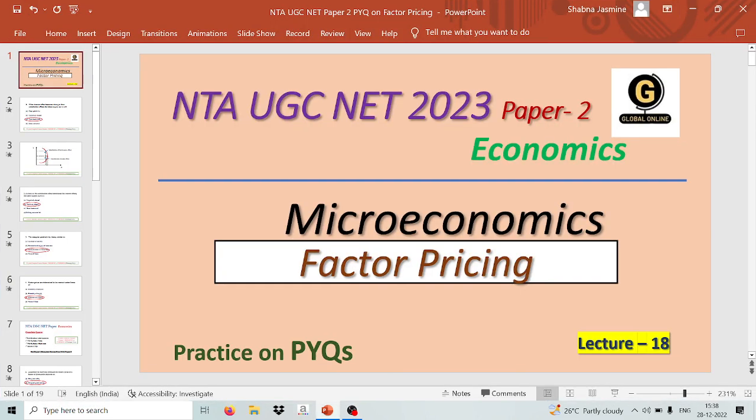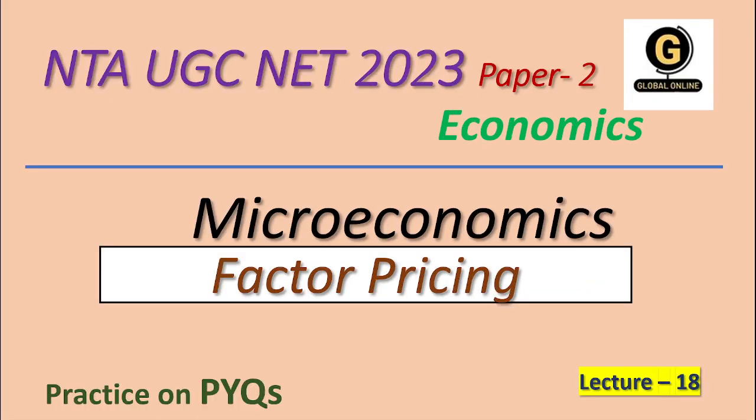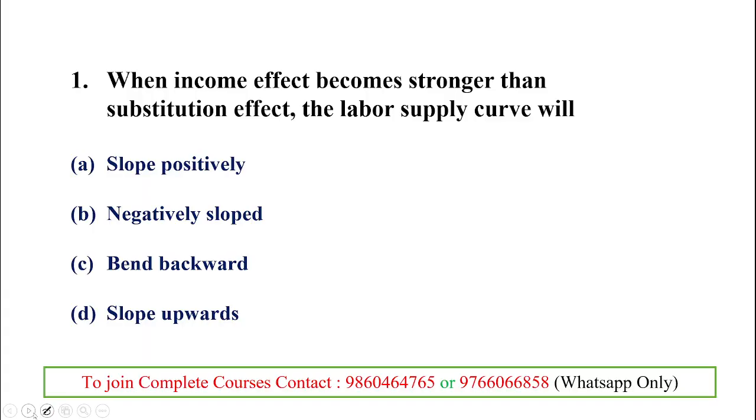Today we are discussing NTA UGC NET 2023 Paper 2 Economics. In this class we discuss factor pricing from microeconomics, and in this topic we deal with PYQs. So it will really help you to get the questions and also the way of delivering answers. So let's start with the first question.